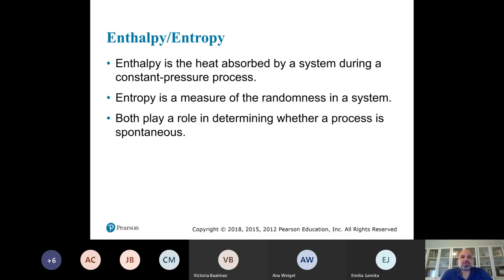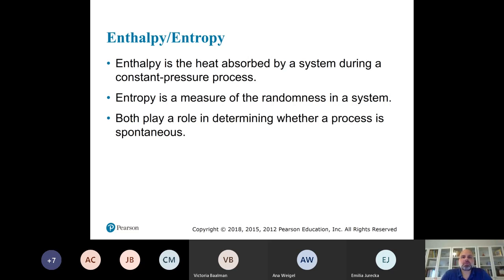So enthalpy is the heat absorbed by a system during a constant pressure process, whereas entropy is a measure of the randomness in a system, right? So think about one as a heat transfer. Enthalpy, we're talking about heat transfer, and this is constant pressure. Obviously, heat transfer can exist under non-constant pressure. But what we're talking about here is heat transferred through the container from, let's say, the water bath into your reaction vessel, right? You're trying to warm up your reaction. You put it in a hot water bath, you have a heat transfer, right? There's a constant pressure system.